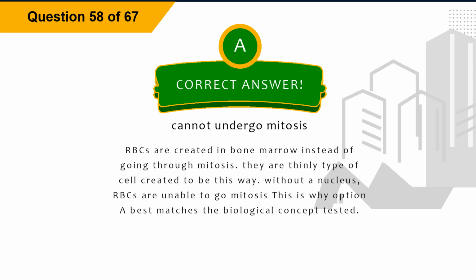They are a thin type of cell created to be this way. Without a nucleus, RBCs are unable to undergo mitosis. This is why option A best matches the biological concept tested.